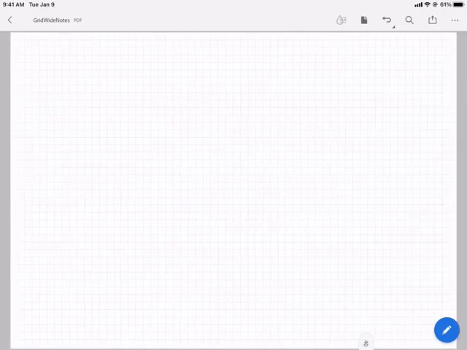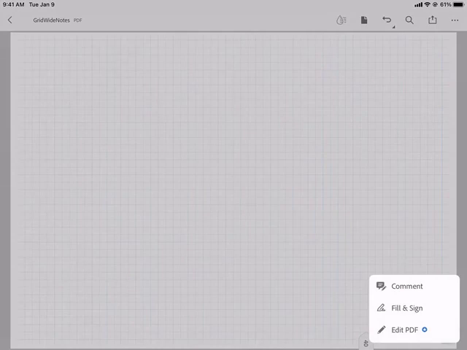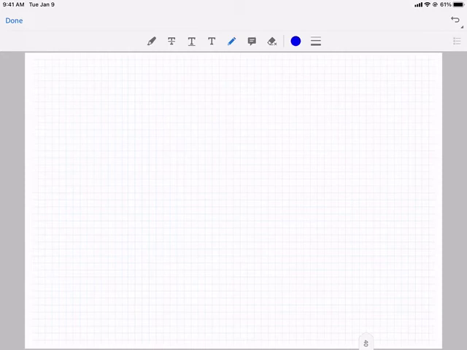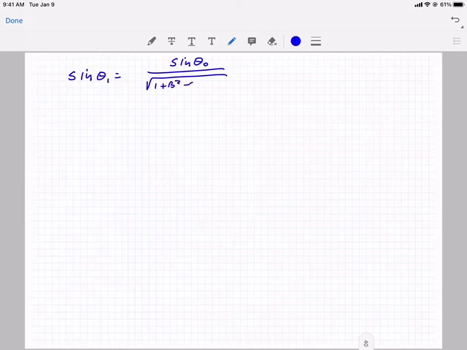All right? And so let's work on that. All right? So what that's going to give us is sine theta 1 is equal to sine theta 0 divided by the square root of 1 plus beta squared minus 2 beta cosine of theta 0, and that has to equal 1.